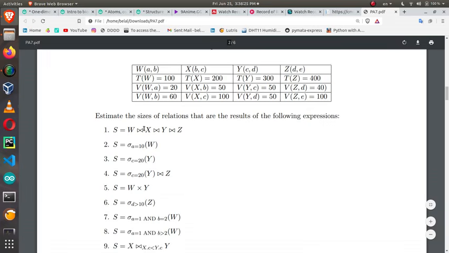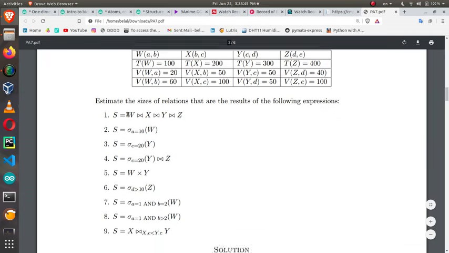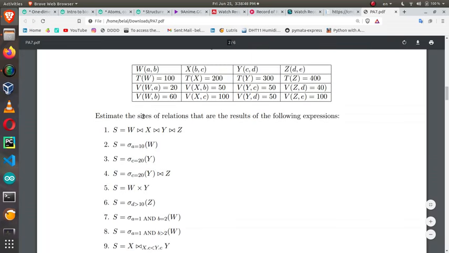So read the question twice. Review these statistics, try to find the common column between each pair of relations, and pay much attention to each one of these 9 relations. So let's solve them one by one together. The first one: join the 4 relations.